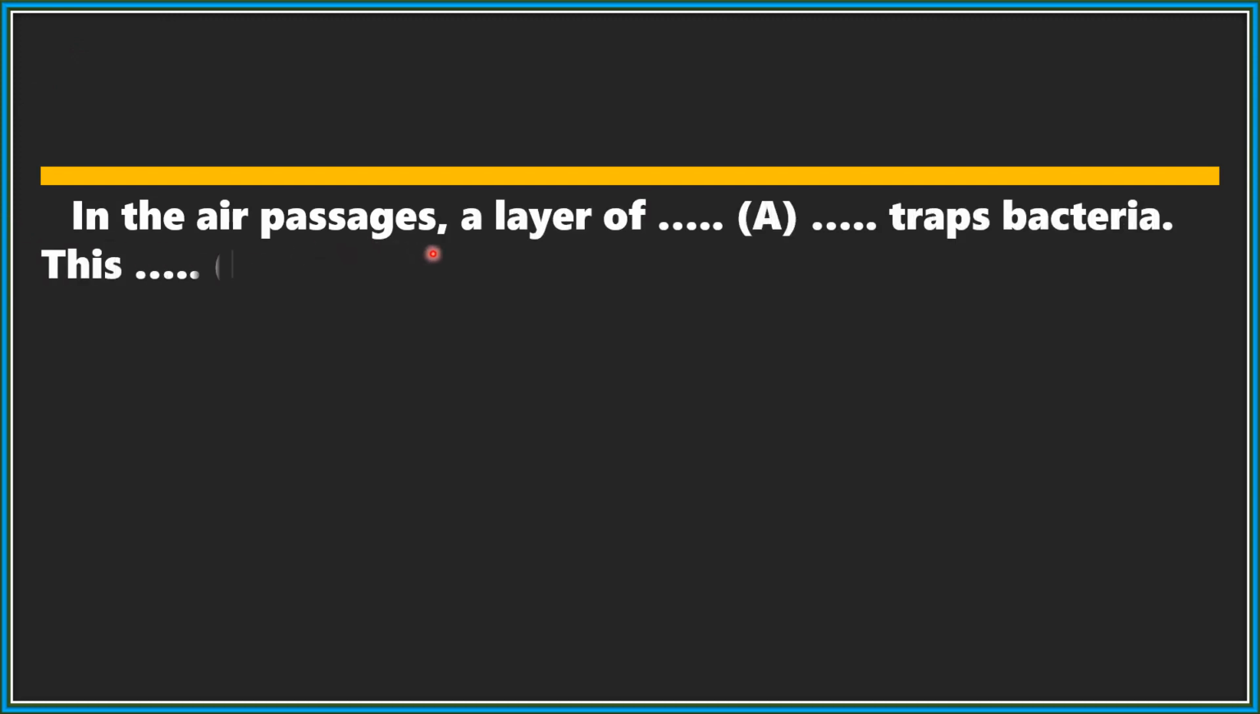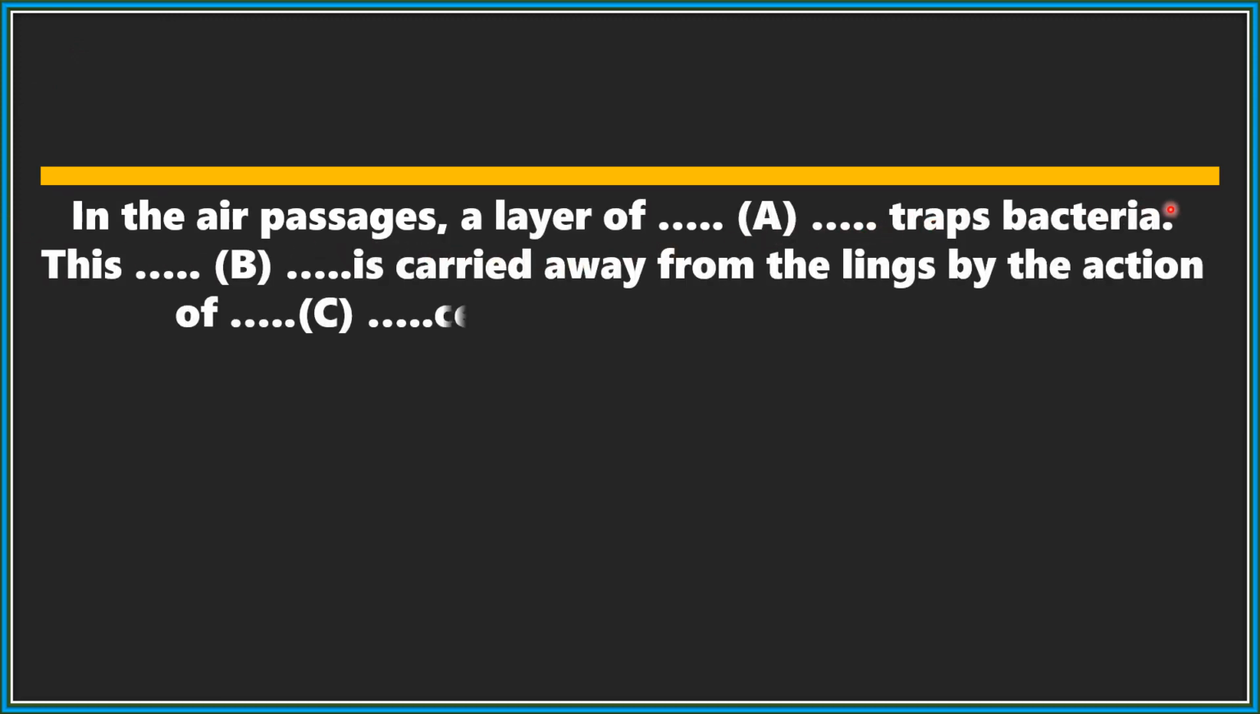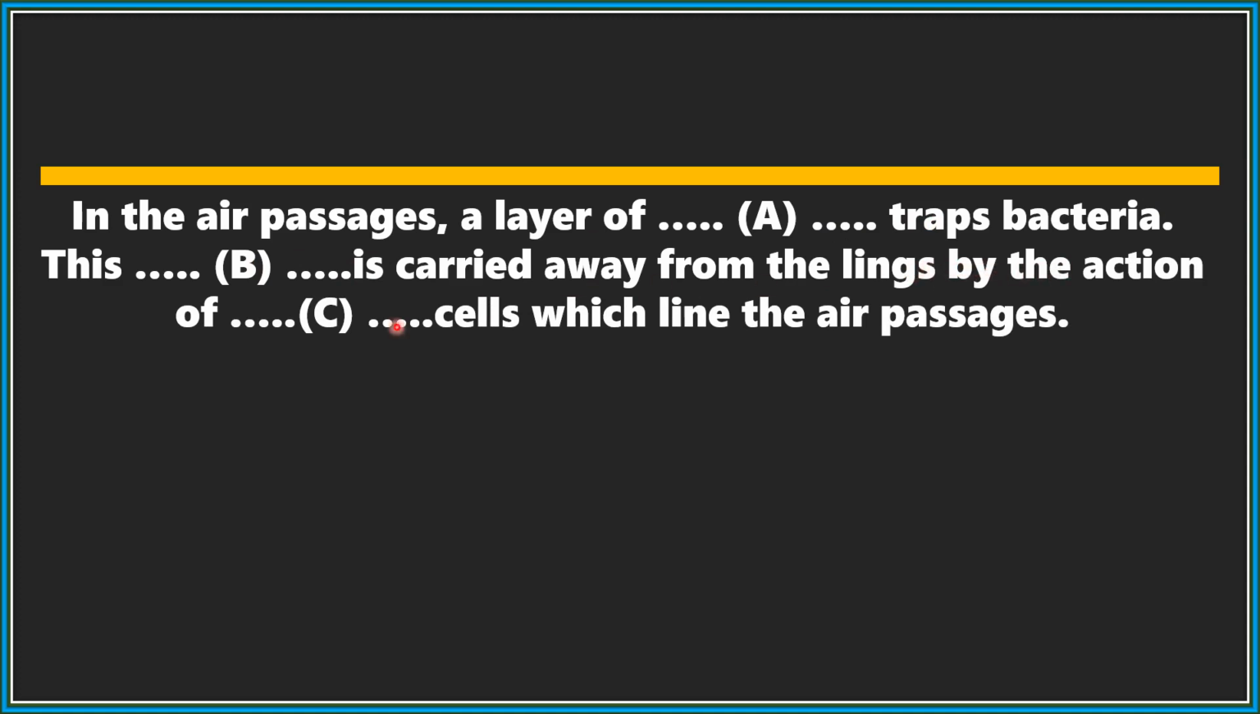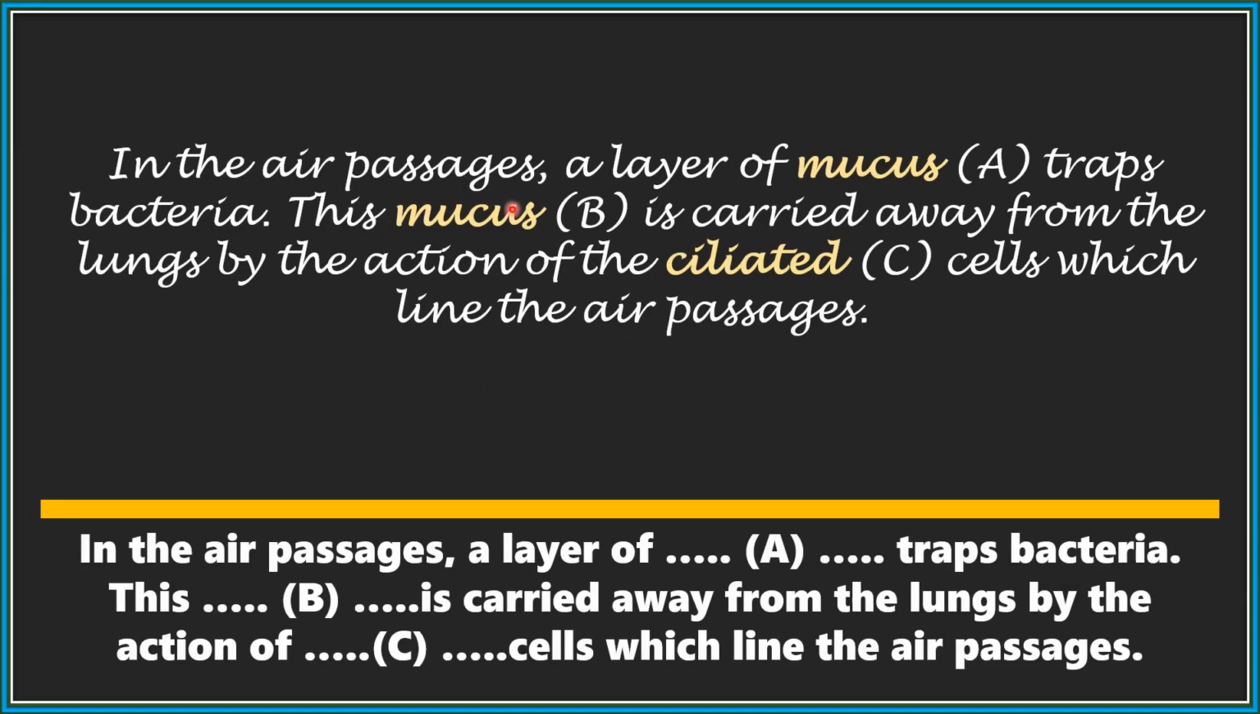In the air passage, a layer of mucus traps bacteria. This mucus is carried away from the lungs by the action of ciliated cells, which line the air passage.